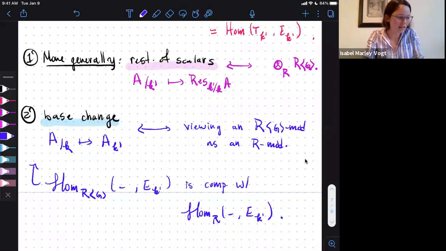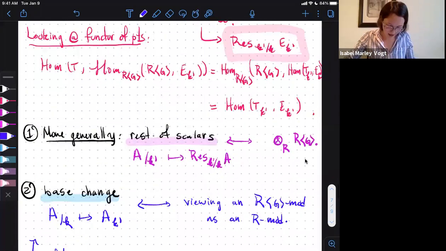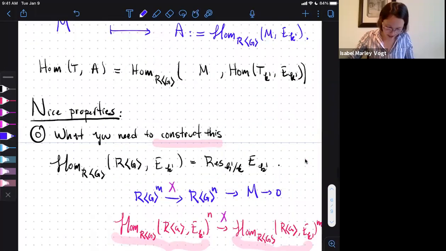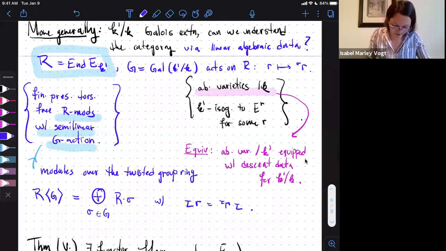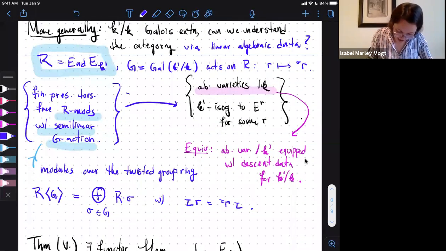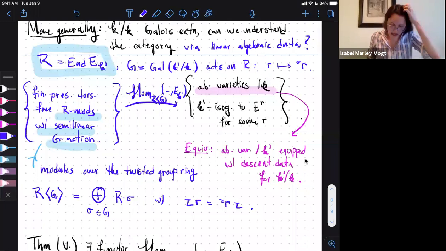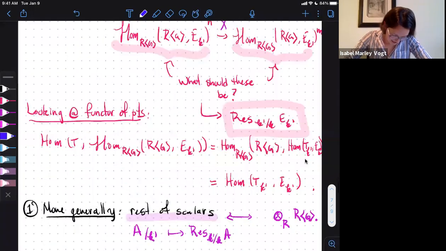Okay, I'm almost out of time. Let me use my last few minutes to just scroll back up here and say, so this functor that I just told you about, it goes in this direction, R⟨G⟩ into E_K'. So we get abelian varieties over K, and we know what their K' isogeny class is. So you might ask, what is their K isogeny class? So that's this last nice thing.